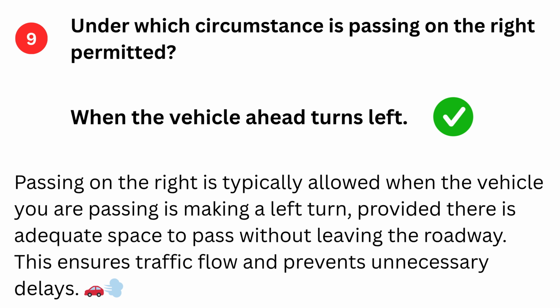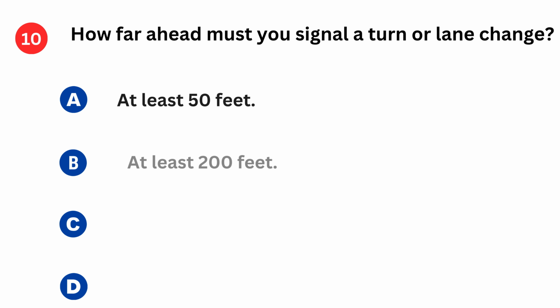When the vehicle ahead turns left. Passing on the right is typically allowed when the vehicle you are passing is making a left turn, provided there is adequate space to pass without leaving the roadway. This ensures traffic flow and prevents unnecessary delays.